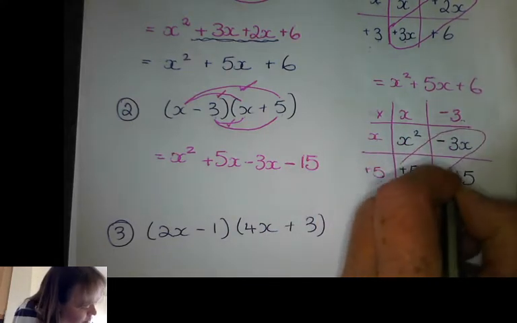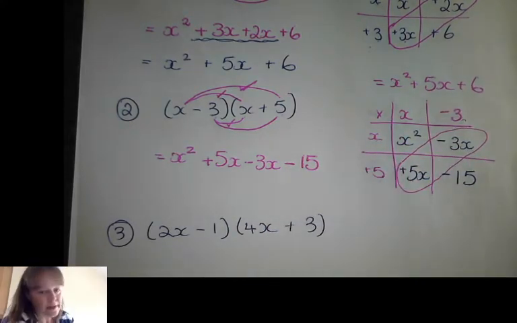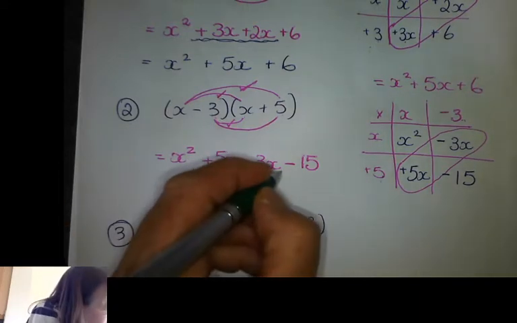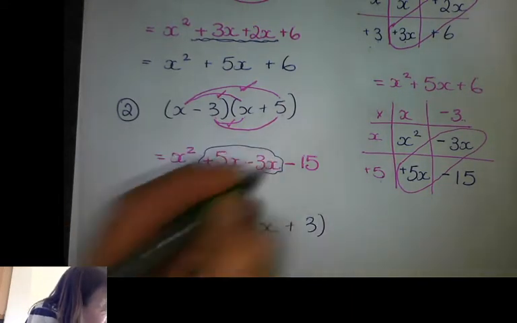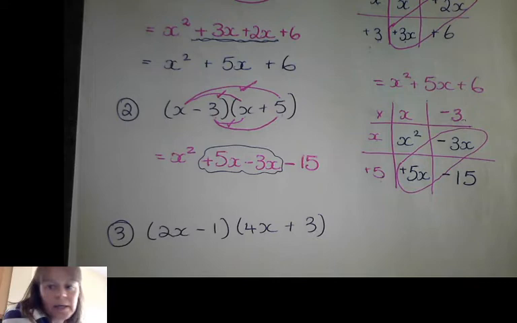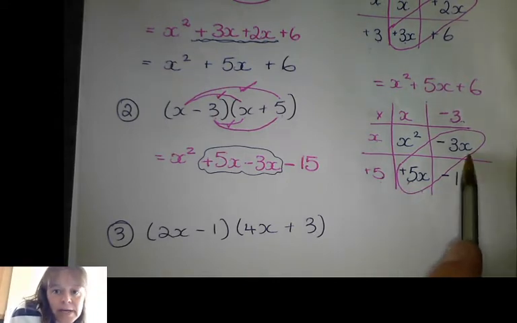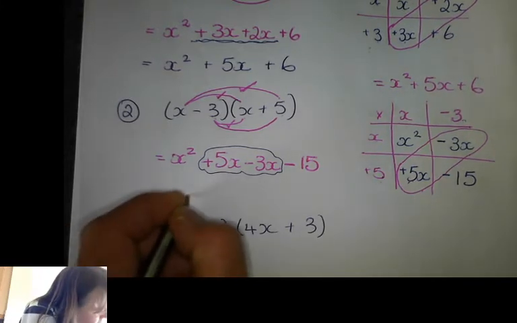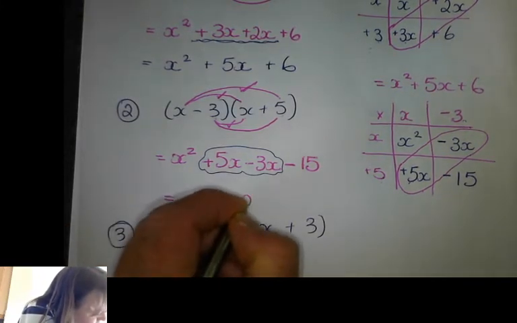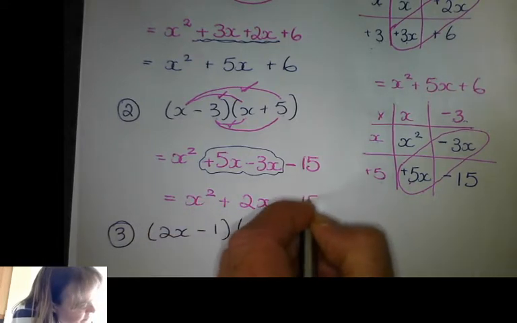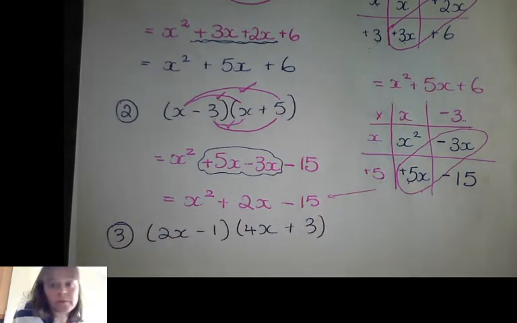So if you're in the box, you can put all these x terms together. If you're on the lobster claw, you can put all these x terms in the middle together. Either way, it says 5x, +5x, take off 3x. So I think 5 take away 3 is 2. So I would tidy it up to x squared plus 2x minus 15. And if I was doing it in the box, I'd go write that out longhand as well afterwards.